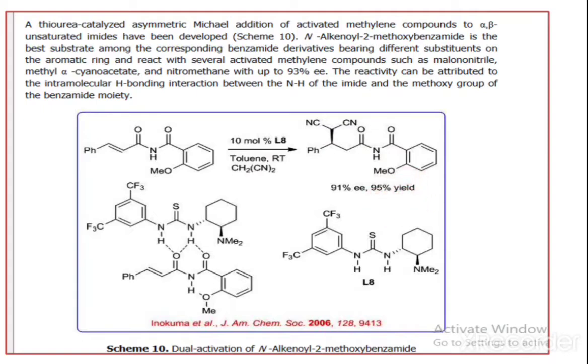product. Okay, this is a dual activation of N-alkenyl 2-methoxybenzamide, because here two hydrogen bondings are involved. Here it is a simple addition. Overall conclusion of this reaction: in the presence of this L8, that means this organocatalyst, and here addition of this activated methylene, if you add this alpha,beta-unsaturated imide, here we get 95% yield. Here is the simple Michael addition reaction.